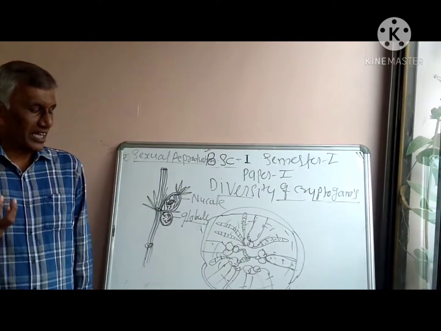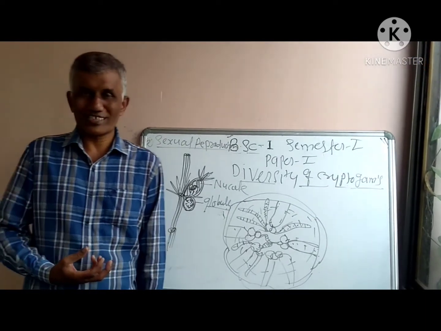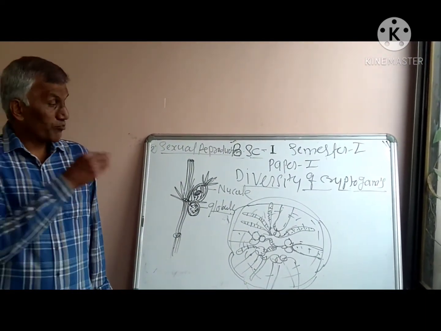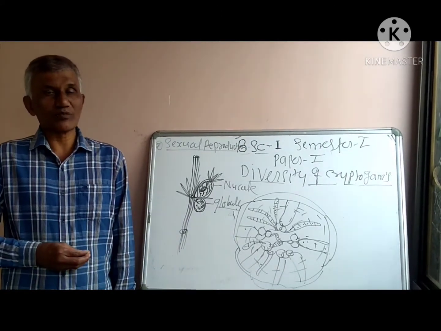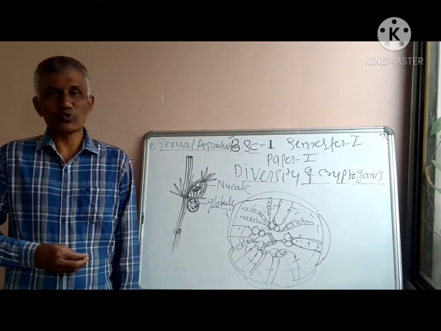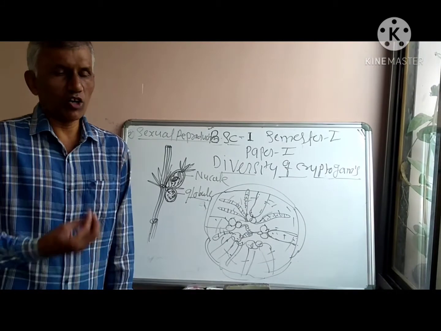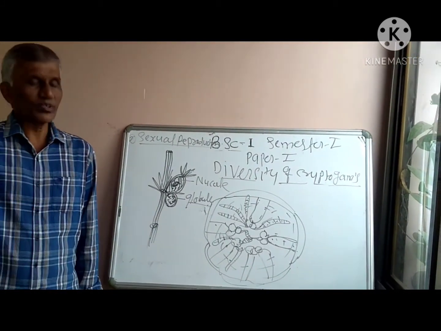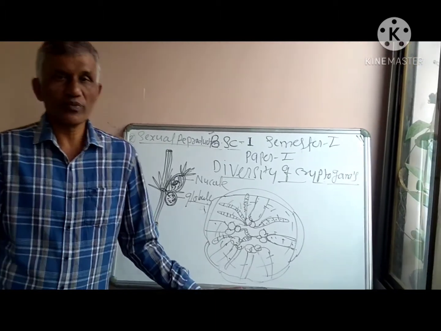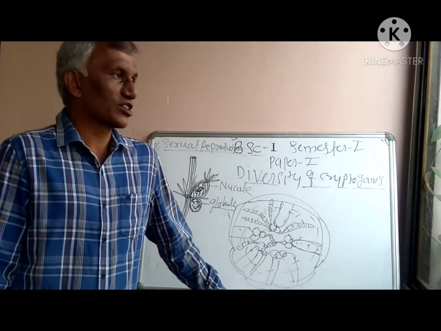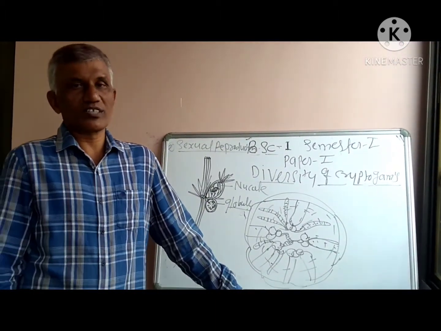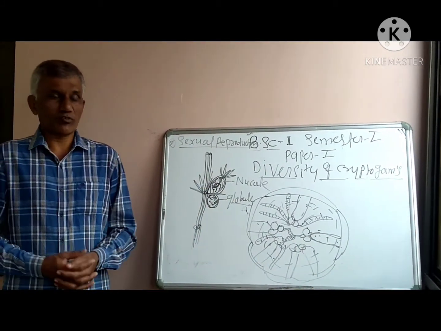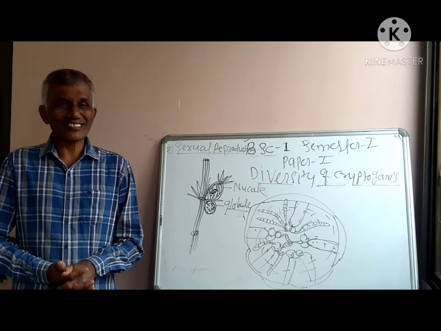By breaking the wall of the oospore or zygote, there is germination, and the diploid nucleus divides meiotically and gives rise to four haploid nuclei. Out of these four, three haploid nuclei degenerate, and from the remaining one there is origination of a new Chara plant. In this way, the sexual method of reproduction takes place in Chara.